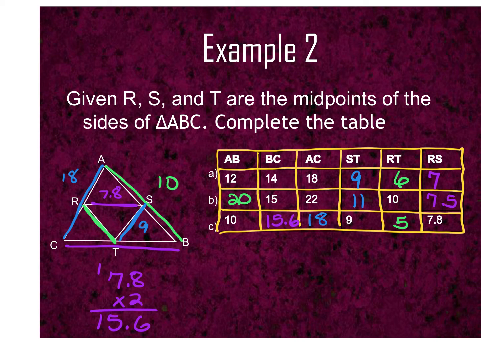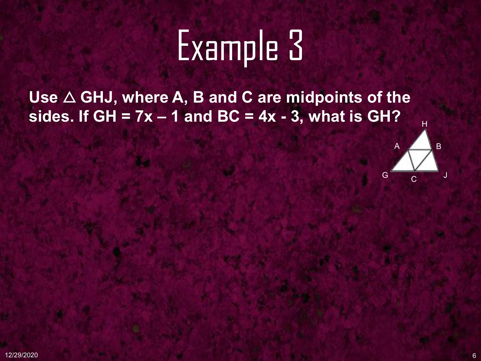All right, example 3. This time we've got expressions for our mid-segment and the side of the triangle. So here it says to use triangle GHJ, where A, B, and C are all midpoints of the sides. It says if GH, so this side of the triangle here, is equal to 7x minus 1, and if BC, the mid-segment here, is equal to 4x minus 3, what is the length of GH?